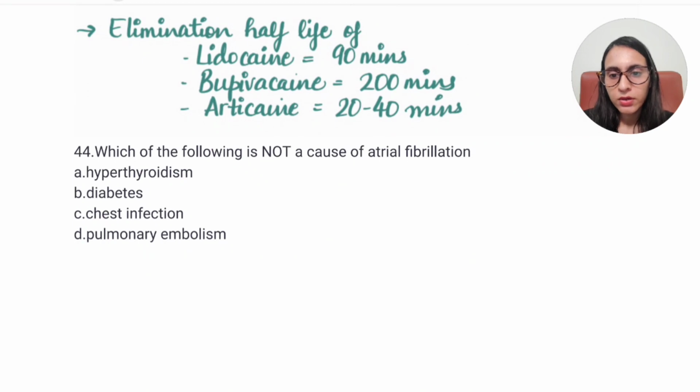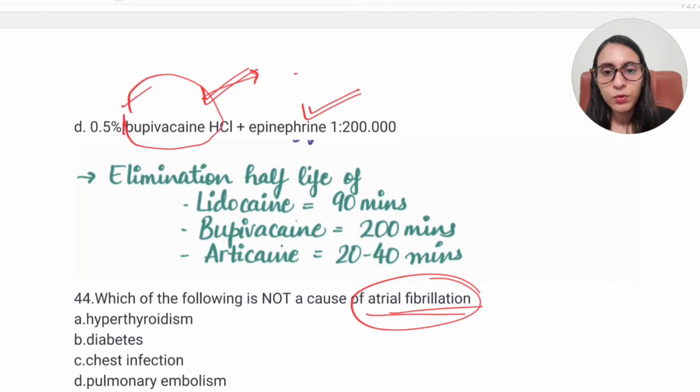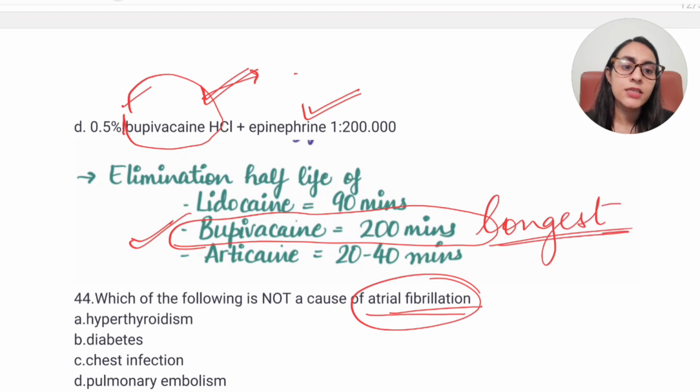Which of the following is not a cause of atrial fibrillation? Now, atrial fibrillation is an irregular and rapid heartbeat, you can say. We have again covered this. Okay, bupivacaine, you can see the half-life of bupivacaine. It has the longest half-life, so that is why it stays for a longer period of time, and that is why we can use it for long procedures. This is again a video from a crash course lecture.